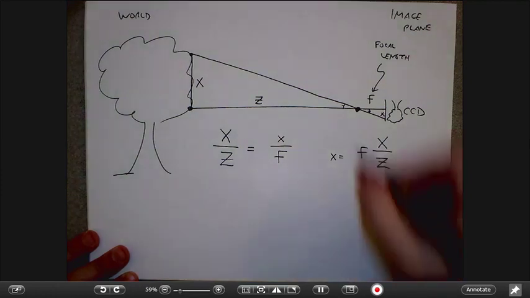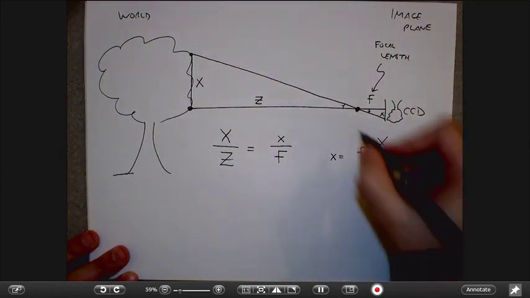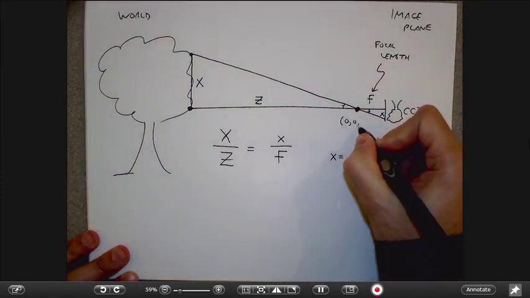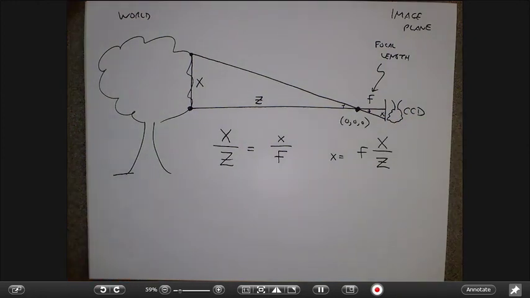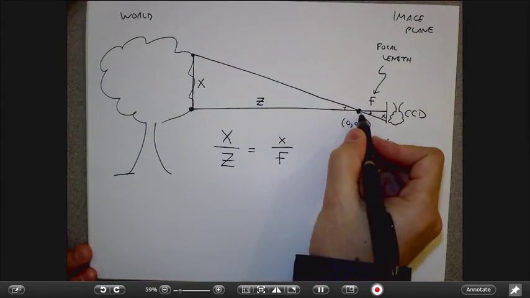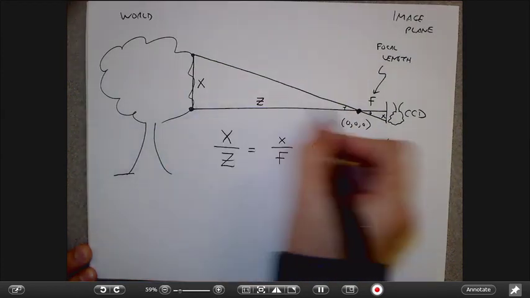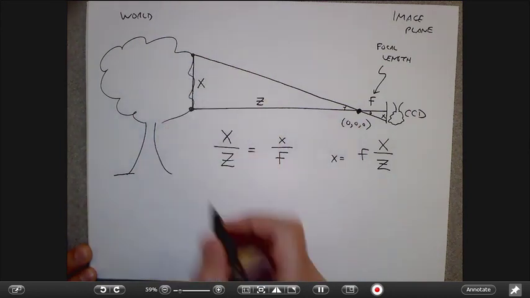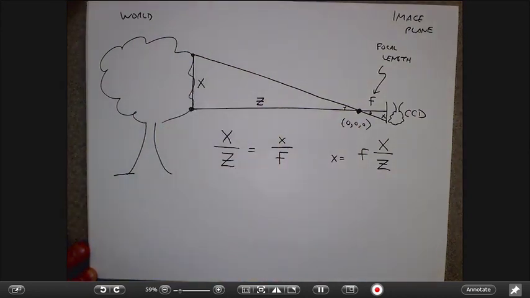And the idea is that, in terms of measuring things, I assume that the pinhole of the camera is located in the world at 0, 0, 0 coordinates, right? So I can measure the distance from this point as capital Z and the up and down as capital X. And of course, this really works in 3 dimensions too.